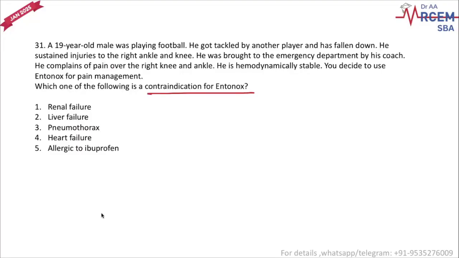Here they are asking what is the contraindication for Entonox. We are aware that air-filled spaces are the contraindication for Entonox. So out of these options, which is the air-filled space? Pneumothorax. So pneumothorax is the right answer.